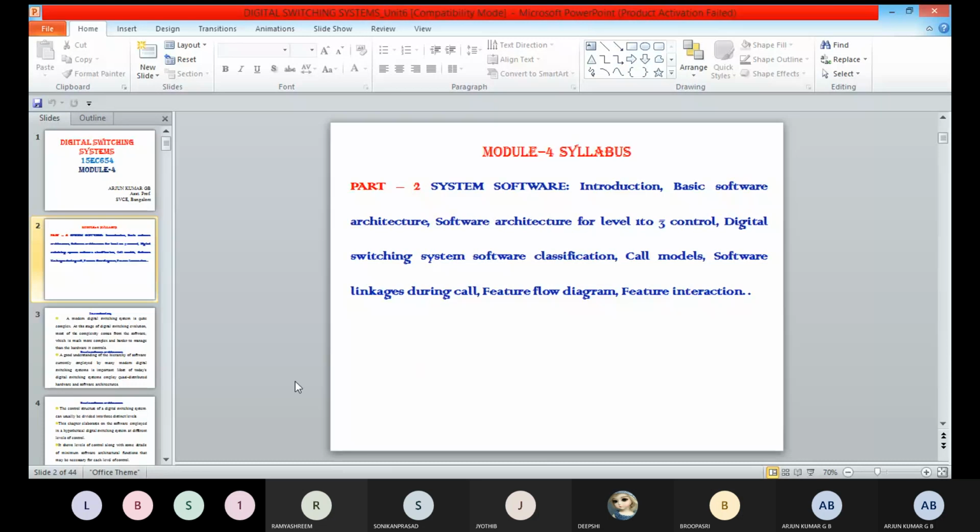First, before going to that, we are discussing the introduction, what type of software architecture is used in modern cases. The modern digital switching system is quite complex because we are introducing a number of features, and that is the complexity of working of the system.